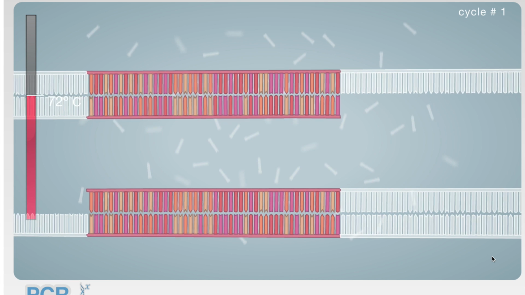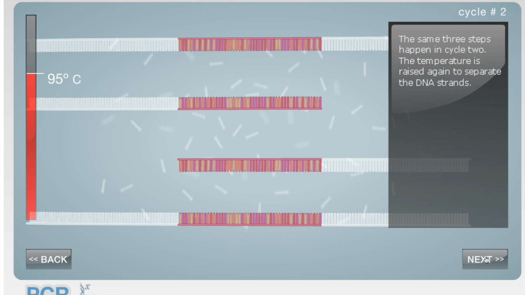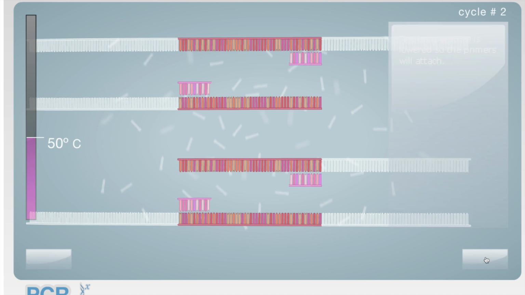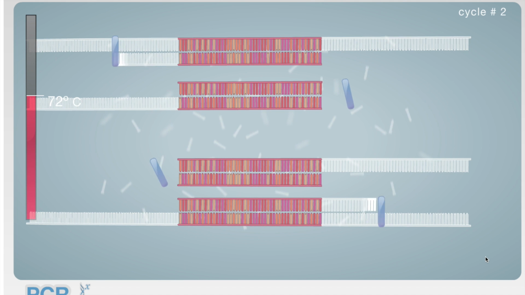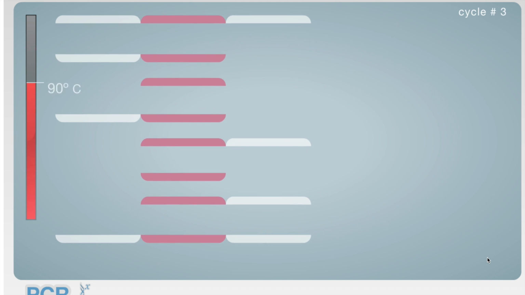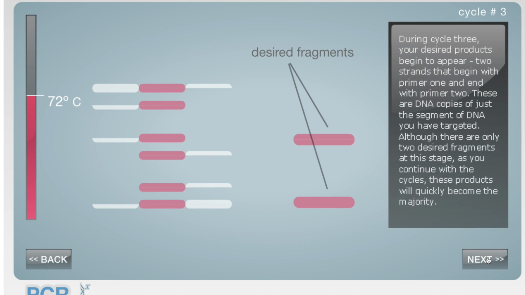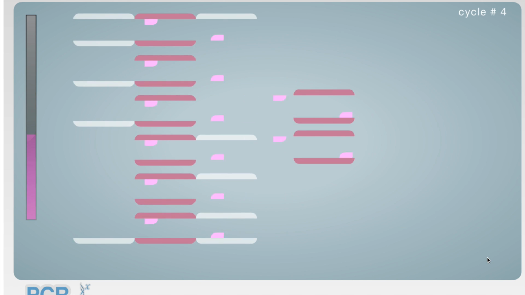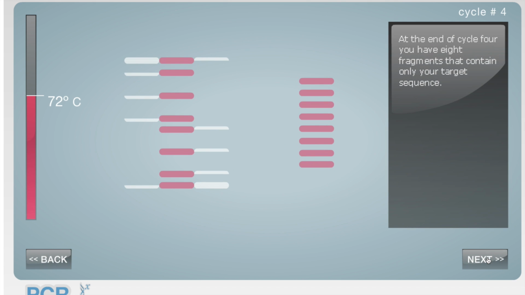And so, as you can see, by the end of the first cycle, you have 2 separate strands, which are going to denature once more. The primer is going to bind on, polymerase will extend it on, and see, by the third cycle, these are two of the desired fragments that you originally wanted to replicate. And by cycle 4, it's become 8 fragments that you wanted to replicate.